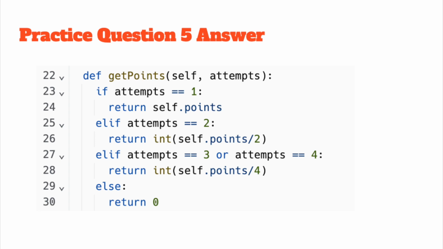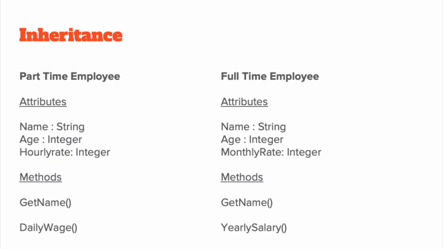Now you can see here you're going to get quite a number of marks, possibly about 5 or 6 marks. 1 for the definition of the function, 1 for attempts 1 returning the points, 1 for div, 1 for or, and 1 for returning 0. So possibly 5 or 6 marks in this set of code. Very easy marks to get, because all it is is a selection, div, and your understanding of how to use methods, especially getter methods. Okay, let's move on to inheritance.